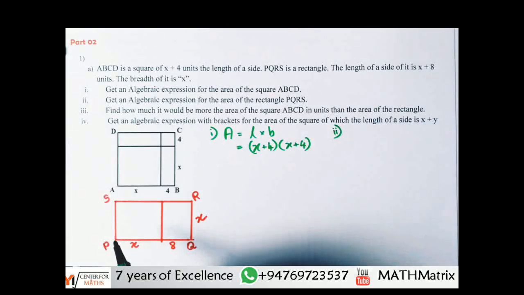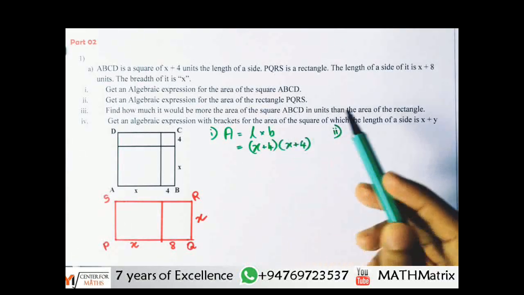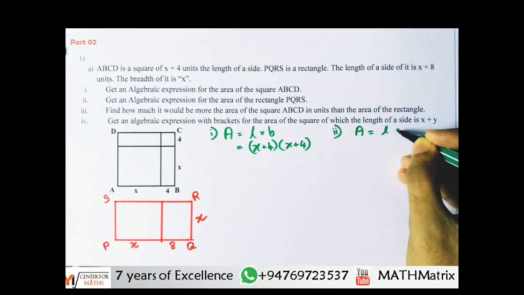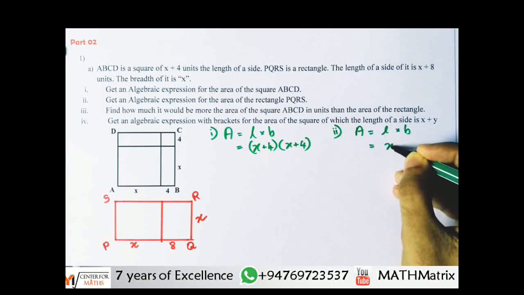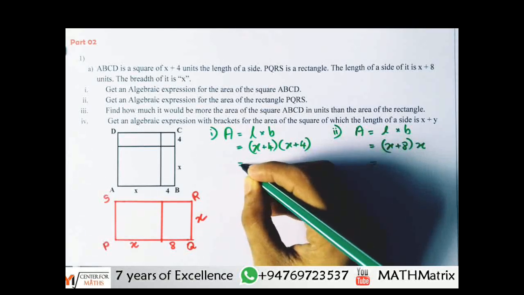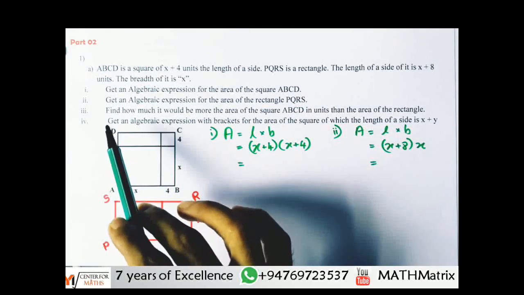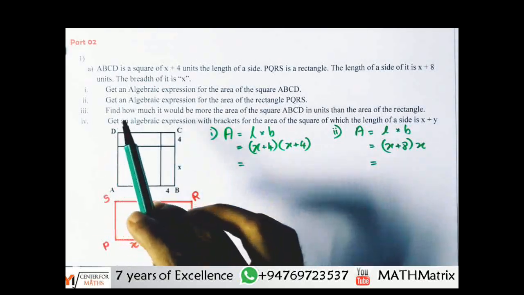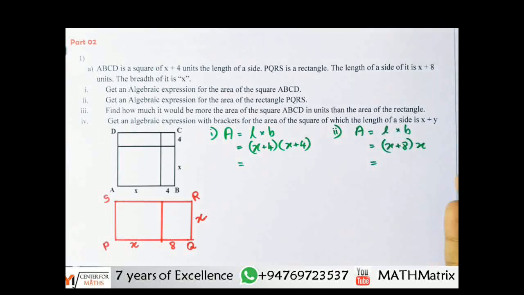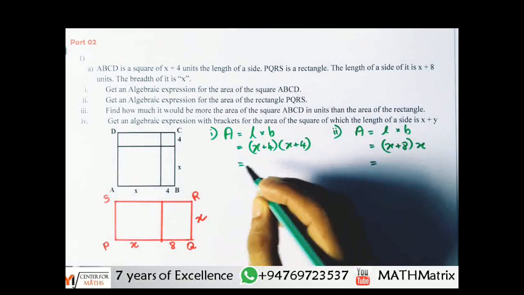And in Roman number 2, they are asking us to get an algebraic expression for the area of the rectangle PQRS. Okay, right. So for PQRS, area is again length into breadth, and here the length is x plus 8 and the breadth is just x. Fine. So shall we simplify this? Then we will get one answer, right? So first of all, we'll read the third one, and after that we'll see whether we have to simplify that or not. Find how much more the area of the square ABCD in units is than the area of the rectangle. So they're asking for the difference. To find the difference, definitely we have to simplify them.